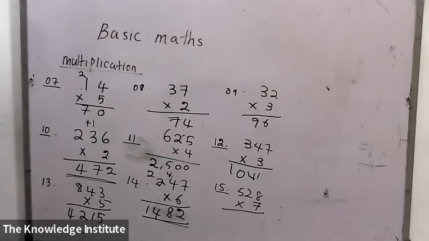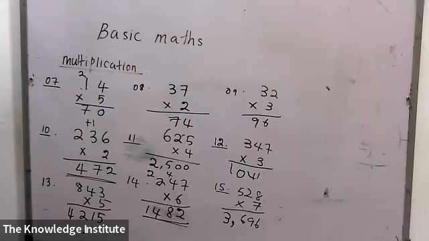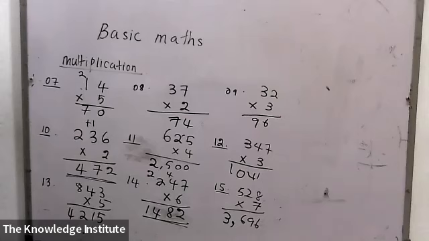528 by 7. 3696. Very good. So only one you have made a mistake. Okay. Did you understand? Yes, teacher. Shall we move into the next part in multiplication?